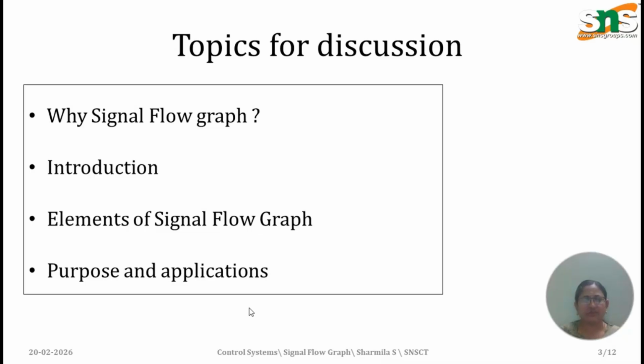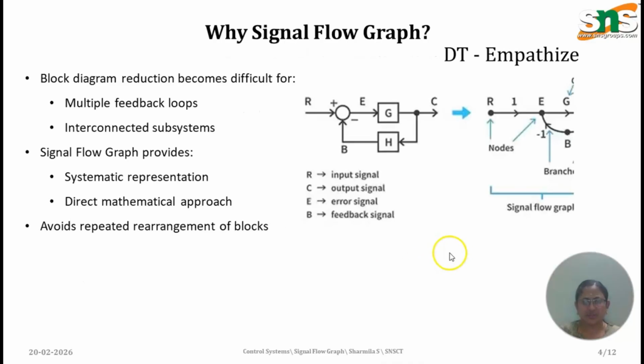Today's topics for discussion are: why signal flow graph, introduction of signal flow graph, elements of signal flow graph, and purpose and applications of signal flow graph. Now, when systems are simple, we use block diagram representation. But when systems become complicated, with multiple feedback loops and interconnected subsystems, the block diagram reduction technique becomes lengthy and confusing. This is where the signal flow graph becomes very powerful.